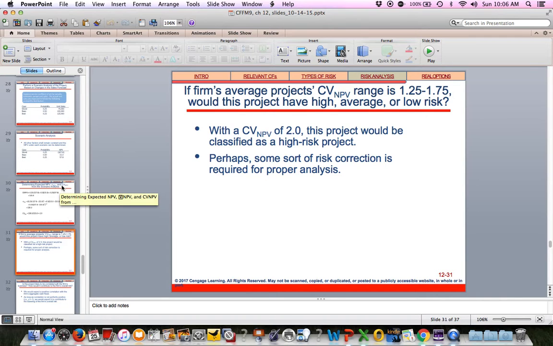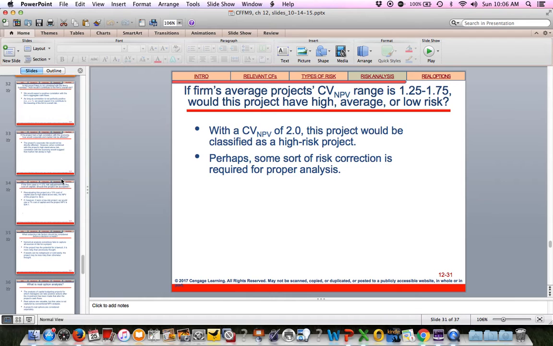If the firm's average project's correlation and variation range is 125 to 175, will this project have high, average, or low risk? With our correlation and variation of 2, the project would be classified as high risk because normally it's between 125 and 175, and this is a 2. Perhaps some sort of risk correction is required for proper analysis.